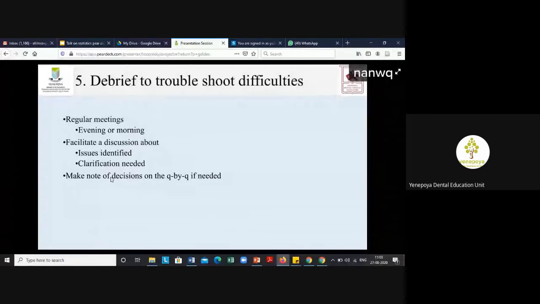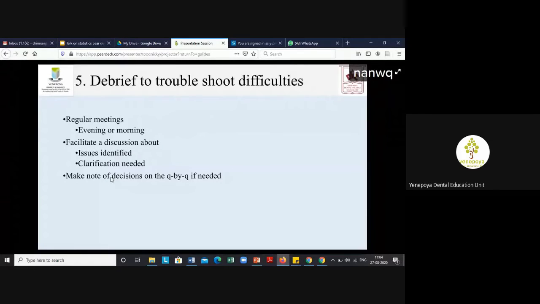Debrief, to troubleshoot difficulties. You can do regular meetings in the evening or morning. You can facilitate a discussion about issues identified by them, and clarification if they require. Make a note of the decisions question by question if needed. You have to do this debriefing session if it is a large scale study. Even if it is a small scale study, you have to do it if somebody else is collecting the data. It will help you improve the quality of your data.